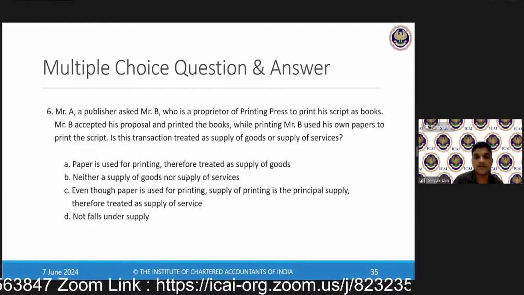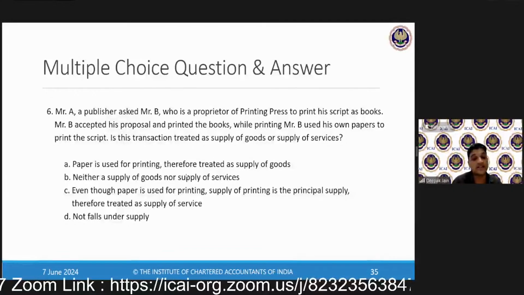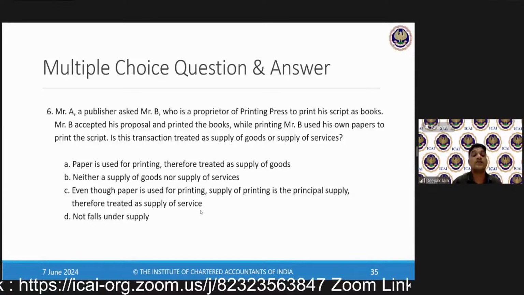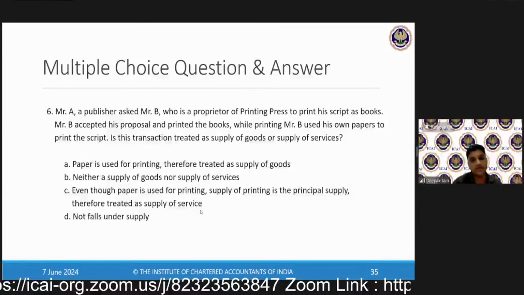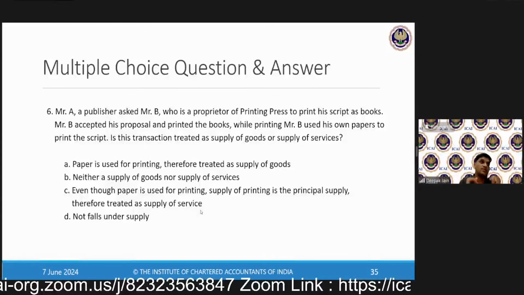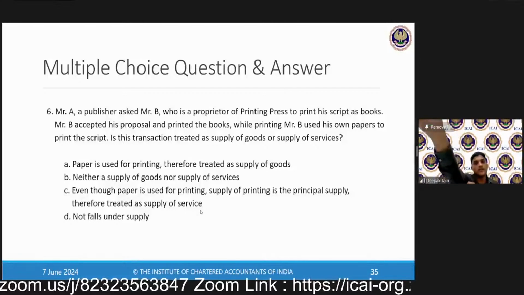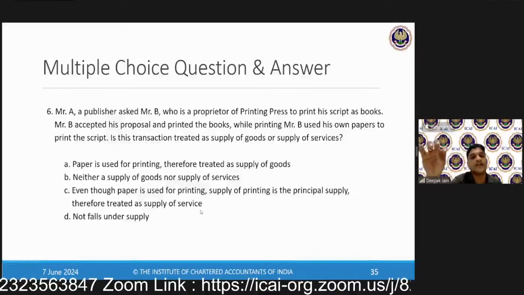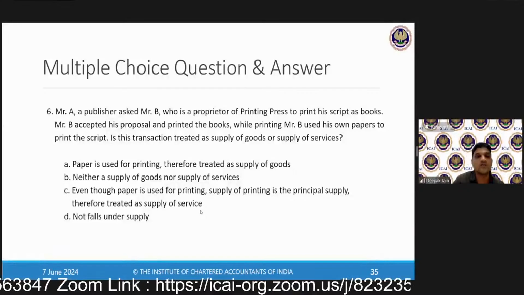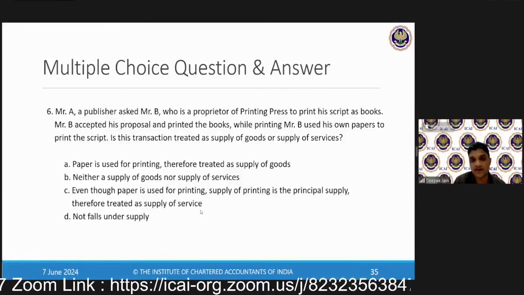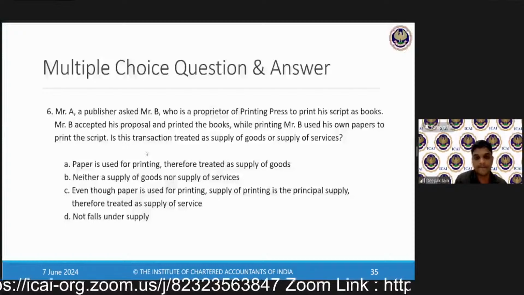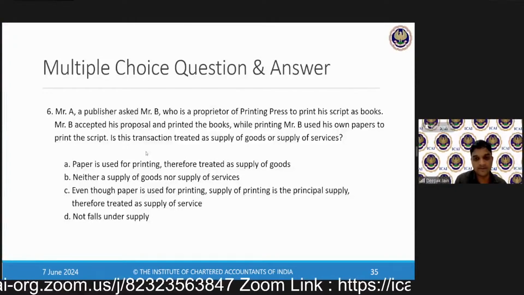Yes, it is. The correct answer is C. Because when you're giving, he's using his paper. Even though paper is used for printing, why am I giving it to him? For printing. That's why printing is the principal supply. Therefore, printing is a service, so it will be treated as a supply of service. This is what is clarified through a circular as well. Correct. Everybody has understood the circular very well. The correct answer is C.